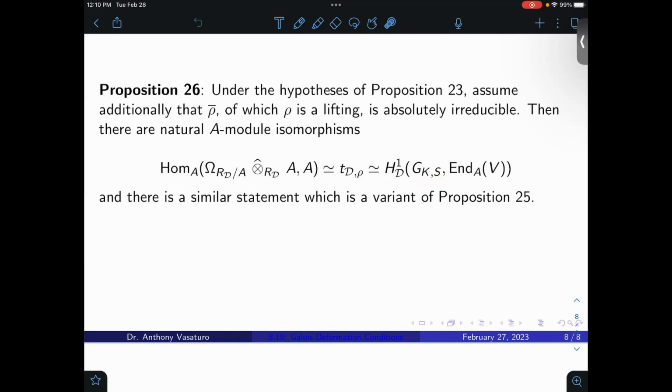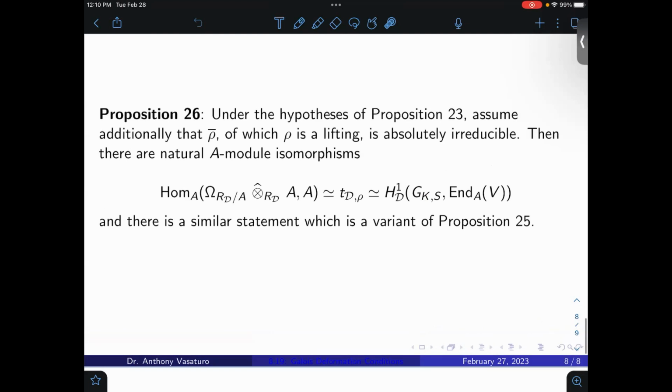This is not new information, right? There's not even a proof required here. This is just old propositions and results applied to our specific setup. Okay, and then there's a similar statement, which is a variant of proposition 25, when in addition we're looking at lifts of fixed determinant.